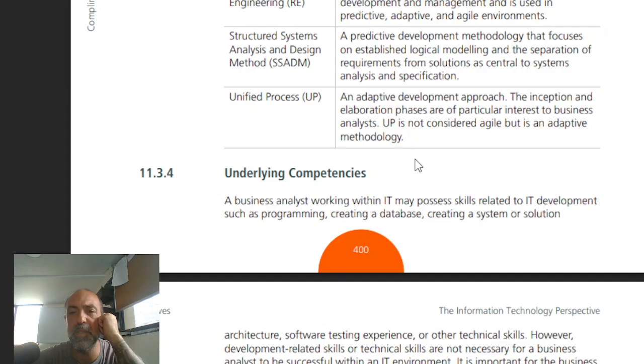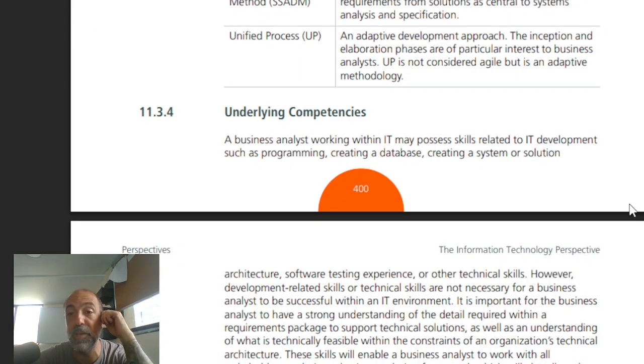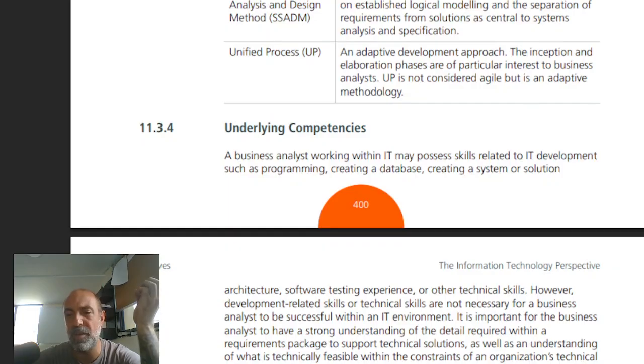A unified process, an adaptive development approach. The inception and elaboration phases are of particular interest to business analysts. UP is not considered agile, but is an adaptive methodology. So effectively they're elaborating on each individual phase and slowly building around it. And that is part one, basically the IT perspective. Yay.